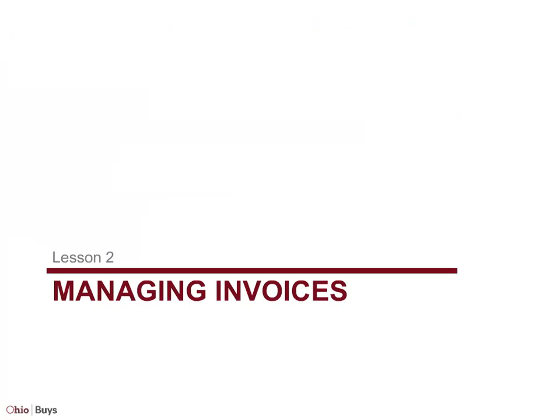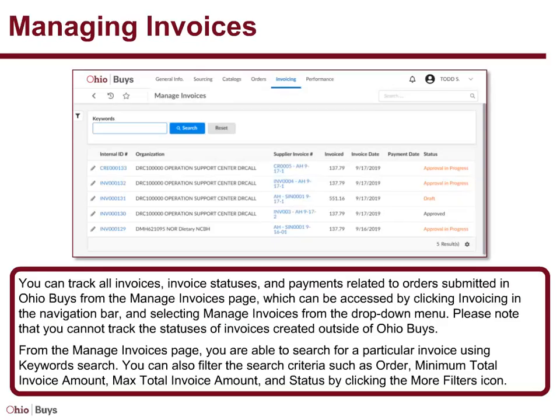Lesson 2. Managing Invoices. You can track all invoices, invoice statuses, and payments related to orders submitted in Ohio Buys from the Manage Invoices page, which can be accessed by clicking Invoicing in the navigation bar, and selecting Manage Invoices from the drop-down menu. Please note that you cannot track the statuses of invoices created outside of Ohio Buys.